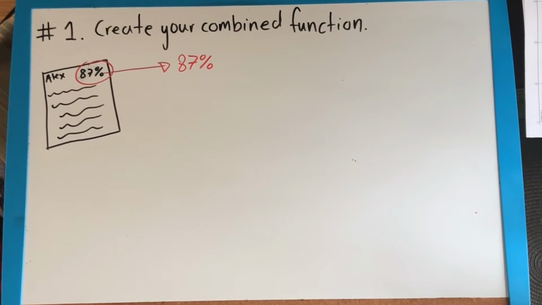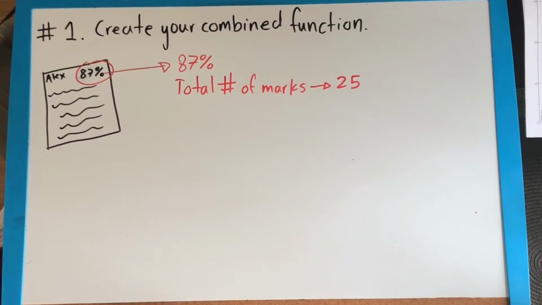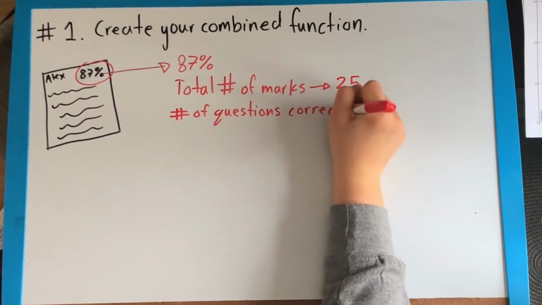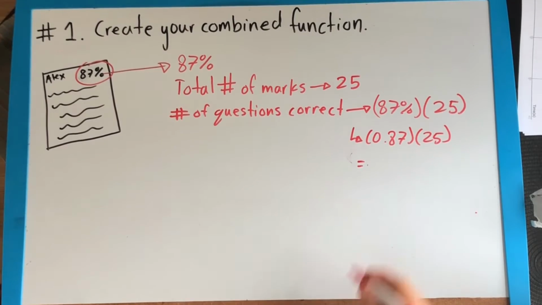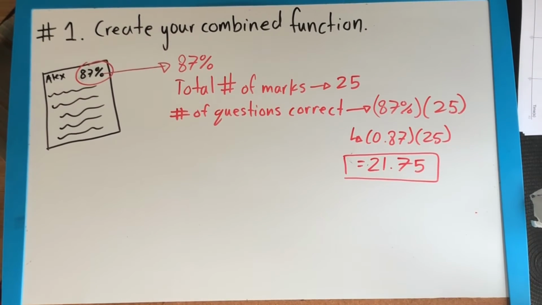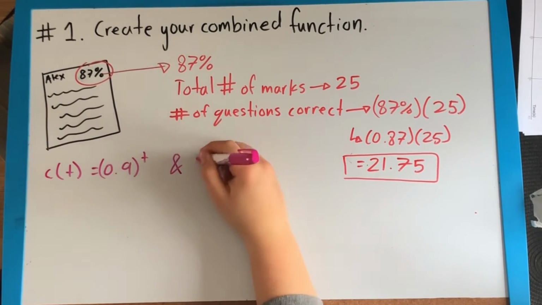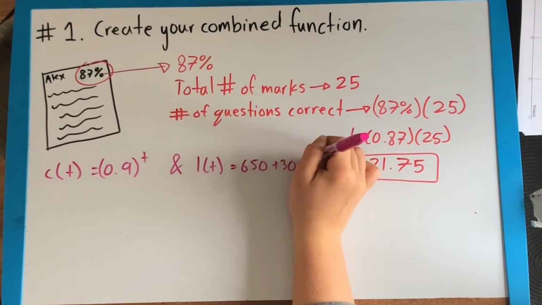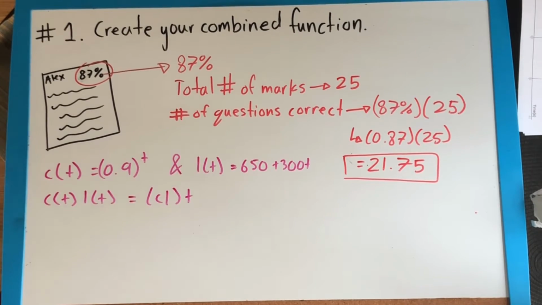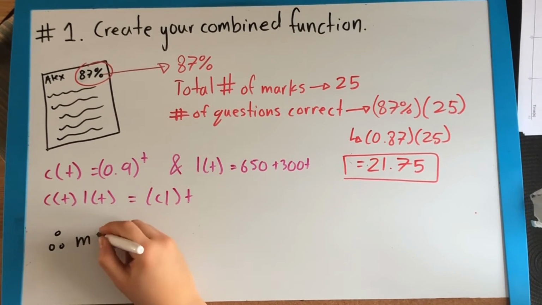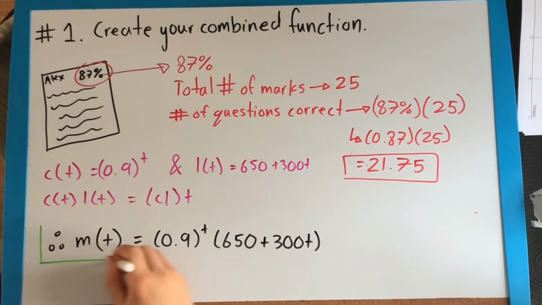If you were trying to find the number of questions you got right on a test, you would multiply your percentage mark by the total number of marks on the test. You can see that this idea relates to the problem directly because the percent of contaminated water multiplied by the number of liters in the container will give you the amount of contaminated water in liters. This shows why it makes sense to multiply the two functions together to get the final one. The final combined function being C of t times L of t, which is M of t equals 0.9 to the power of t times 650 plus 300t.